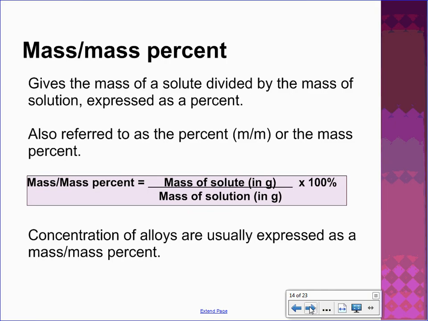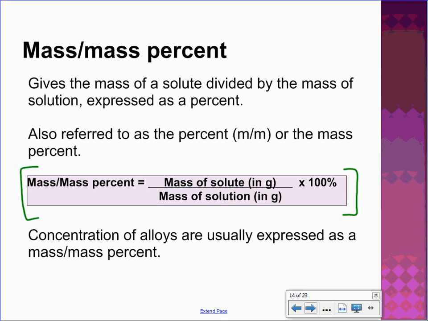In the next type of concentration calculation, we deal with mass percent. So mass percent gives the mass of a solute divided by the mass of a solution. And this too is expressed as a percent. It's also referred to as the mass percent as well. So the formula for calculating mass percent is provided in the box here.